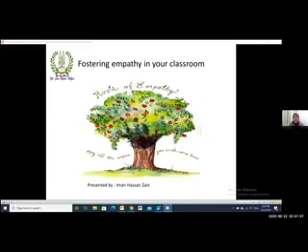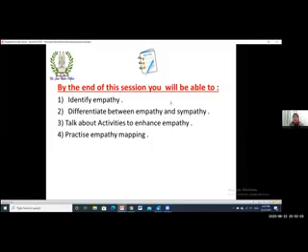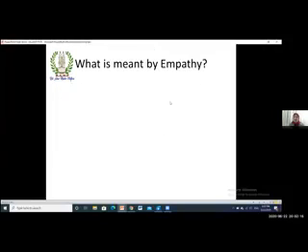Our agenda today is, by the end of this session, you will be able to identify empathy, differentiate between empathy and sympathy, talk about activities to enhance empathy, and practice empathy mapping, okay?